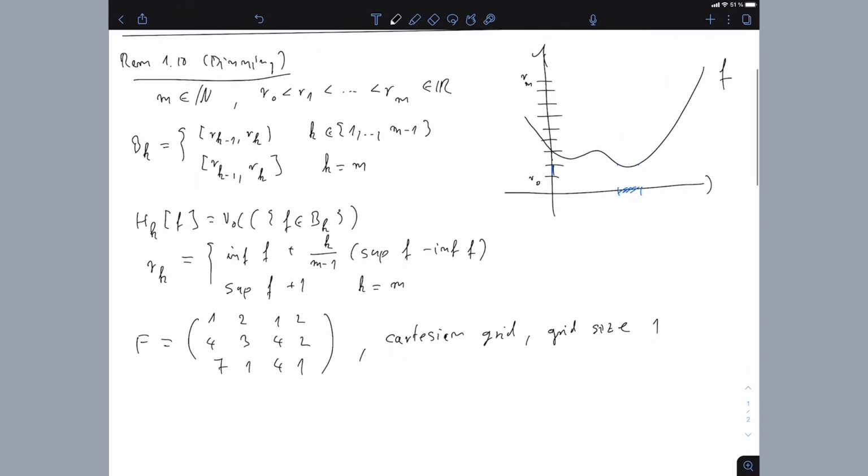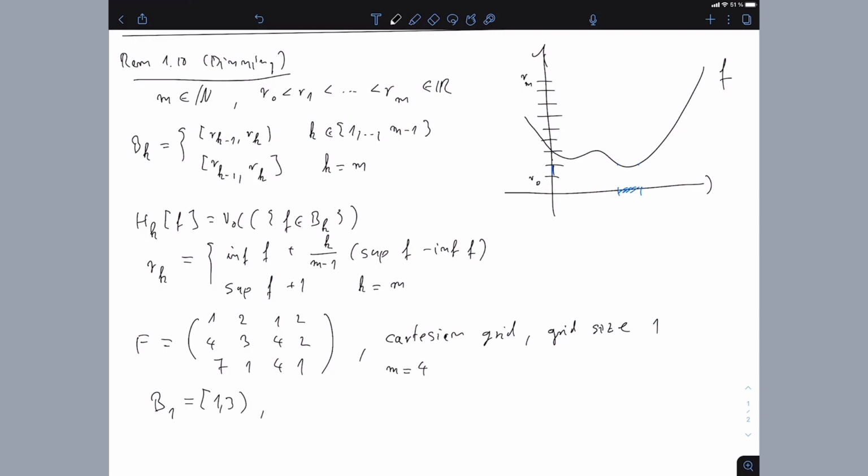And let's take some bins. So m we take as 4. The lowest value of f is obviously 1, the highest is 7, so maximum minus minimum is 6. And we're starting at 1. So this is now 6, m is 4, so we are dividing 6 by 3. That means the intervals have length 2.